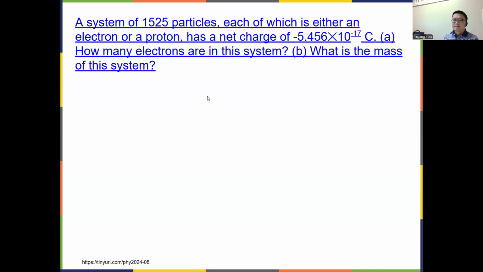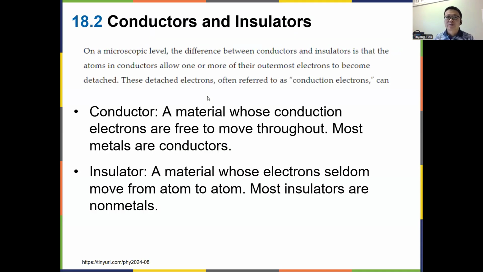All right. So moving on to the next section, we will take a look at the difference between conductors and insulators. The definition for the two is: if you have materials that can actually conduct electricity, then they are called conductors. If not, they are called insulators. Simply like that.